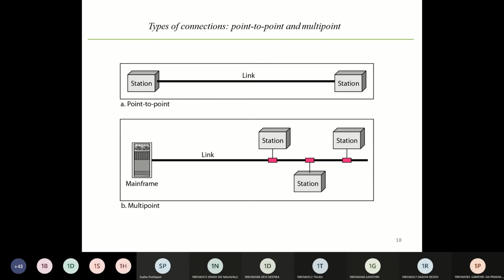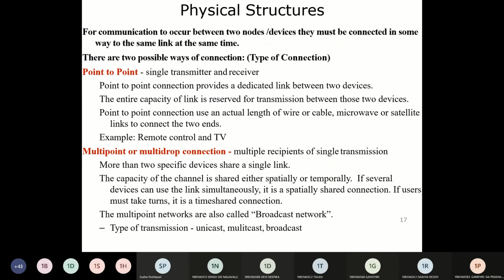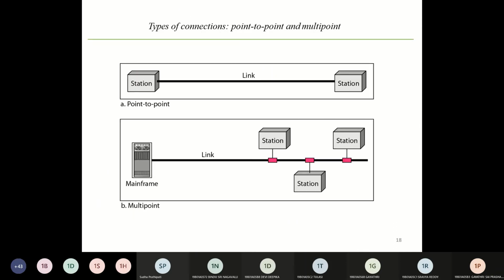Okay, and what is meant by a time shared connection? In multi-point, we do have two things. Let me show you here. As I said, they are spatially or temporally connected, right? The capacity of the channel is shared either spatially or temporally. Now, what is meant by spatially? Spatially means that the single link is shared simultaneously. Now coming to temporally, we call that a time shared connection.